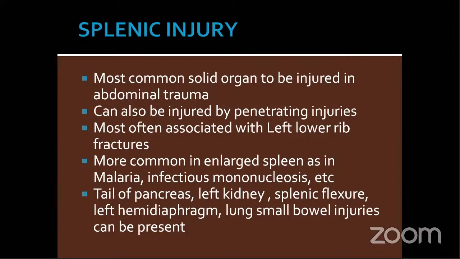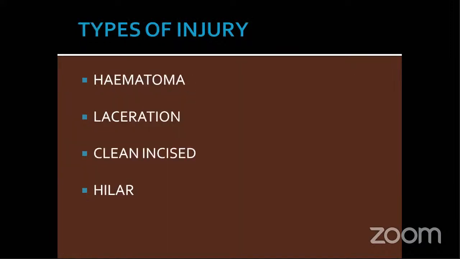Next, along with splenic injury, these are also prone for injury: tail of the pancreas, left kidney, splenic flexure, left hemidiaphragm, lung injuries, small bowel injuries. So all these could be coexistent. Suppose there is splenic injury, always rule out these injuries. If you are exploring the abdomen, please make sure you look at all these structures. So what are the different types of injury that can happen?